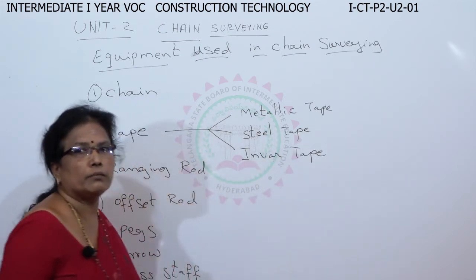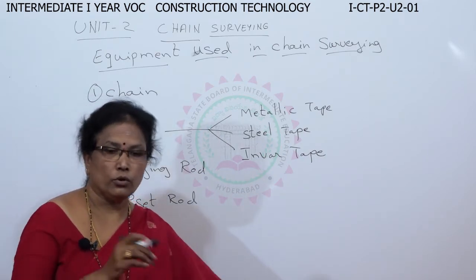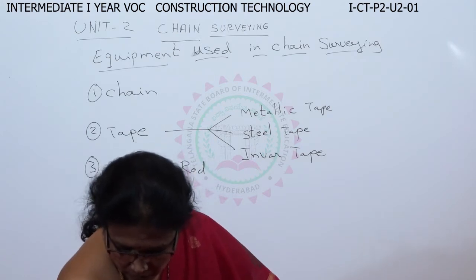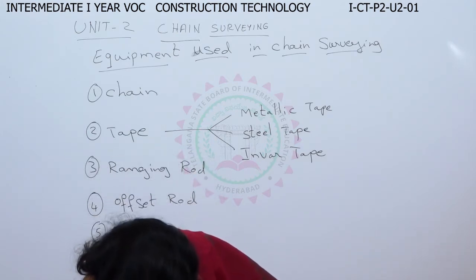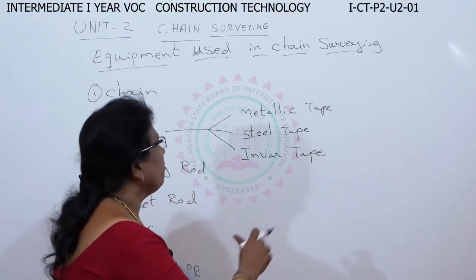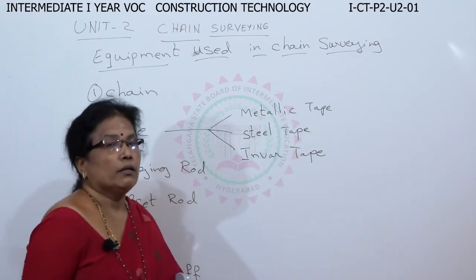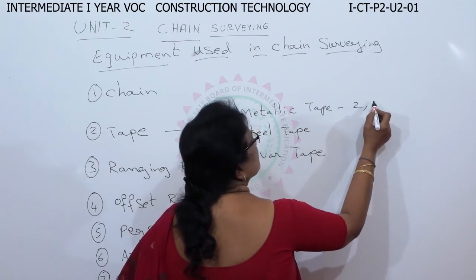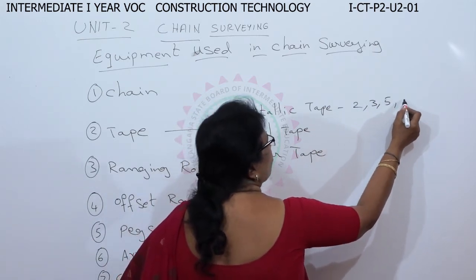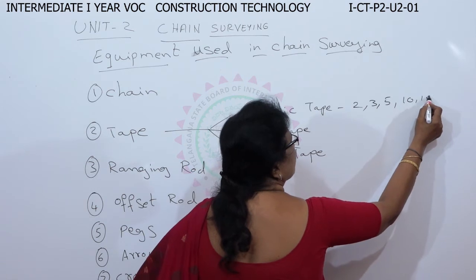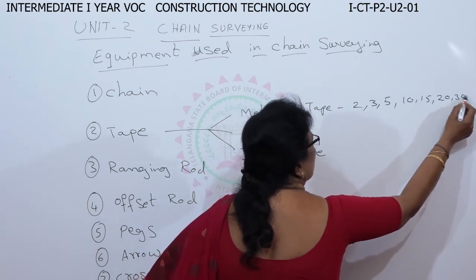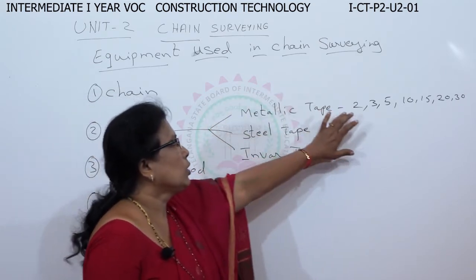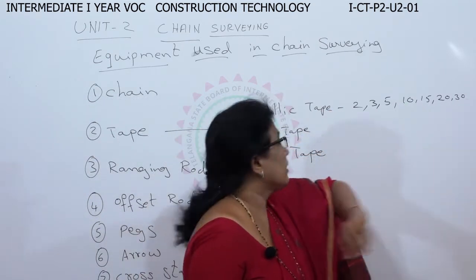I think you all know the tape, and you know how to measure distances with the tape, because most people have a tape at home. Now, metallic tape. This is available in 2 meters, 3 meters, 5 meters, 10 meters, 15 meters, 20 meters, 30 and 50 meters also. This is available in different lengths.